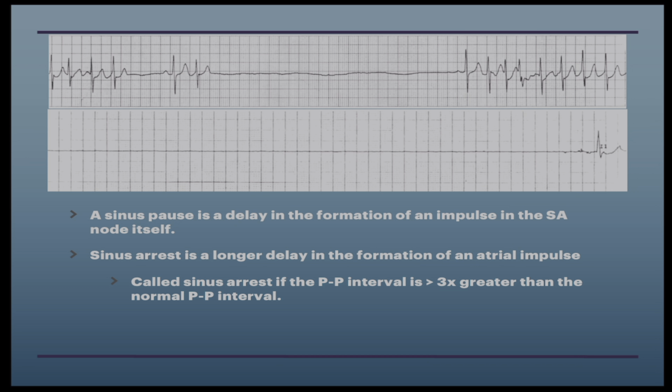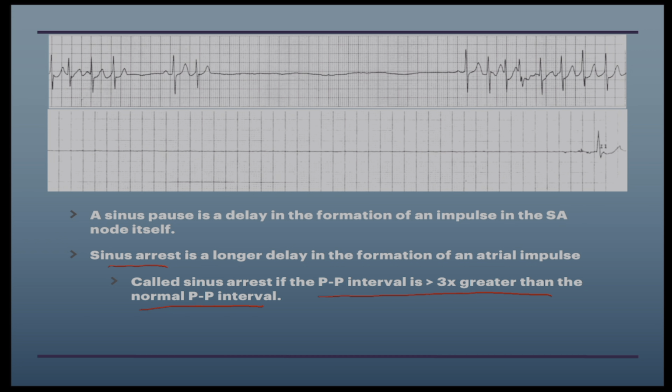So next we have a sinus pause or a sinus arrest. There's really no clear consistency on when you would call something a sinus pause versus a sinus arrest, other than if the P to P interval is greater than 3 times the normal P to P interval, we would call it a sinus arrest. For our purposes, we can use those terms interchangeably. The main difference, however, between a sinus block and a sinus pause or arrest is that the next beat is not an exact multiple of the P to P interval.